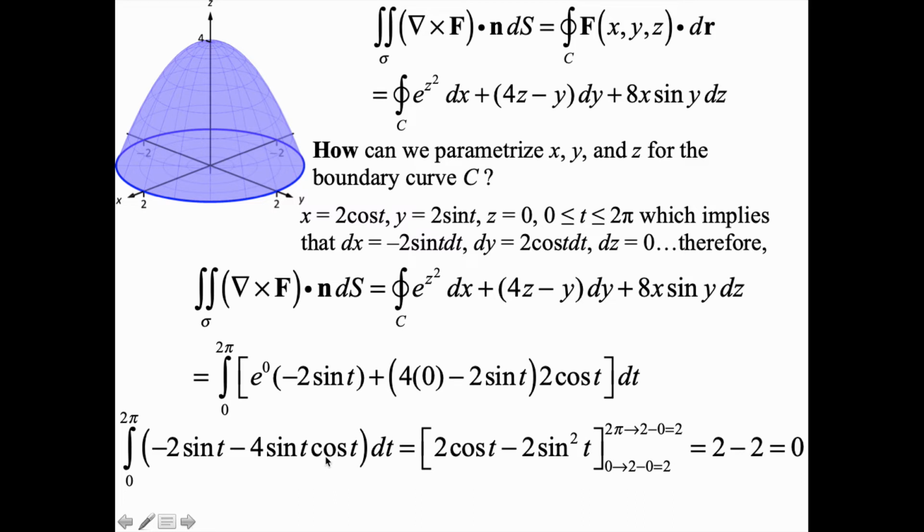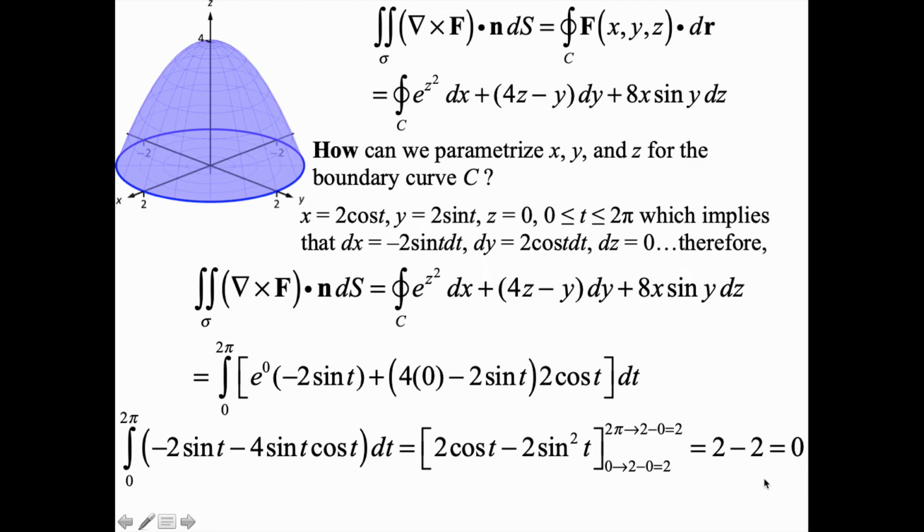distribute. Let's see, the integral of negative 2 sine t times 2 cosine t. What do we got? A little u-sub here. Let u equal sine t, so du equals cosine t dt, and do your u-sub, and we have negative 2 sine squared t. Not so bad. Plug in 2 pi, plug in 0, subtract: 2 minus 2. Oh well, all that work for nothing. Literally, we have an answer of 0.